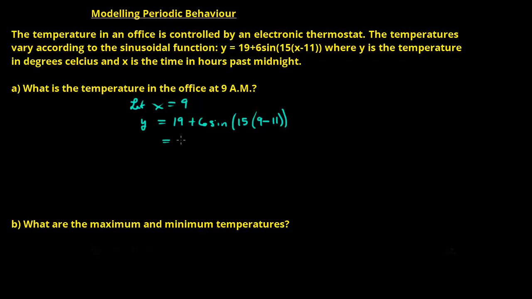This is equivalent to 19 plus 6 times the sine of 15 times negative 2, which is negative 30. And I should have mentioned that this is all in degrees as well. So we have 19 plus 6 times the sine of negative 30. Sine of negative 30 is negative 1/2. So we'll have 19 plus 6 times negative 1/2, which is equal to 19 minus 3, which is 16.